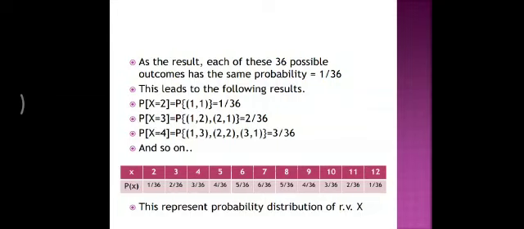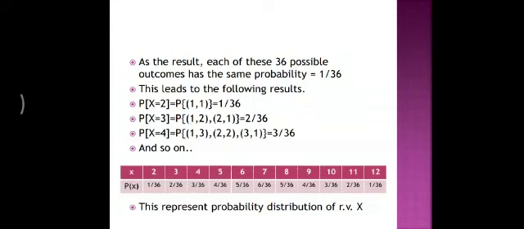Then from this table we can observe that for different values of x we get different values of p of x. P of x means probability of x. Therefore for 2 we get 1 by 36 probability, for 3 is 2 by 36, 4 is 3 by 36, 5 is 4 by 36, 6 is 5 by 36, 7 is 6 by 36.